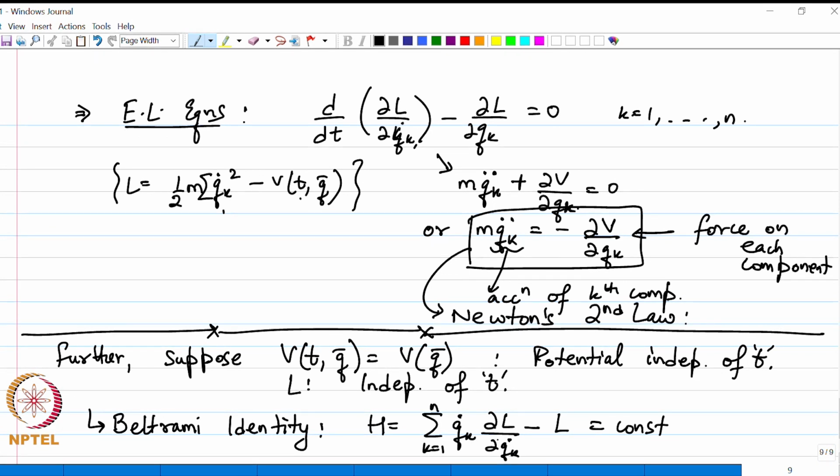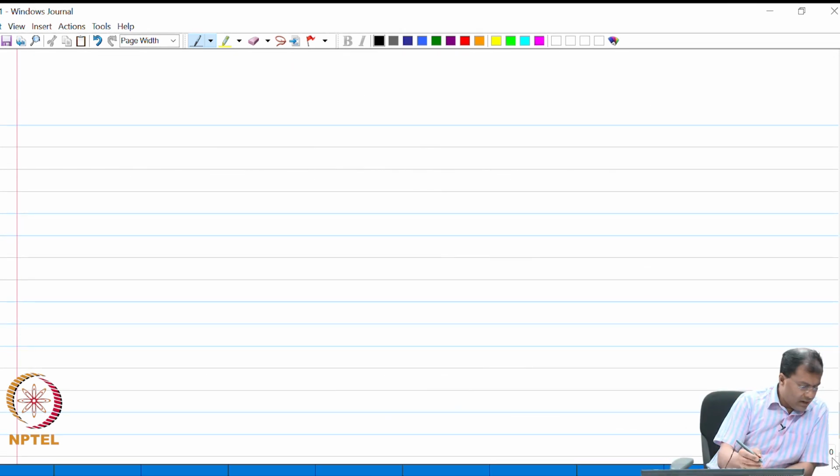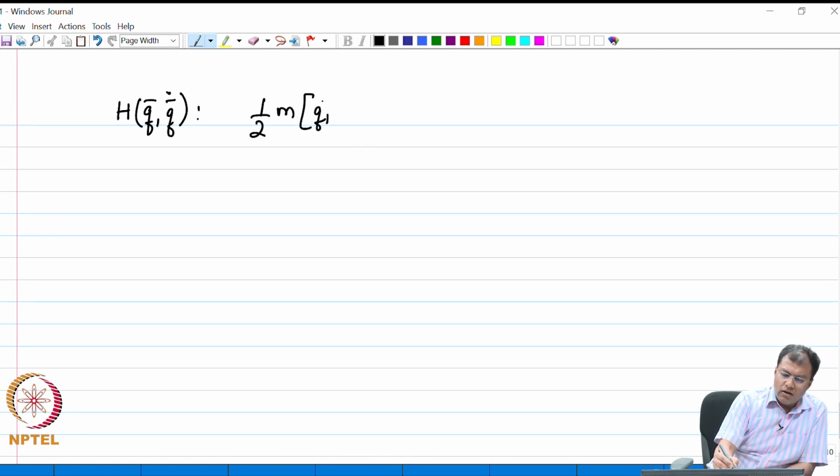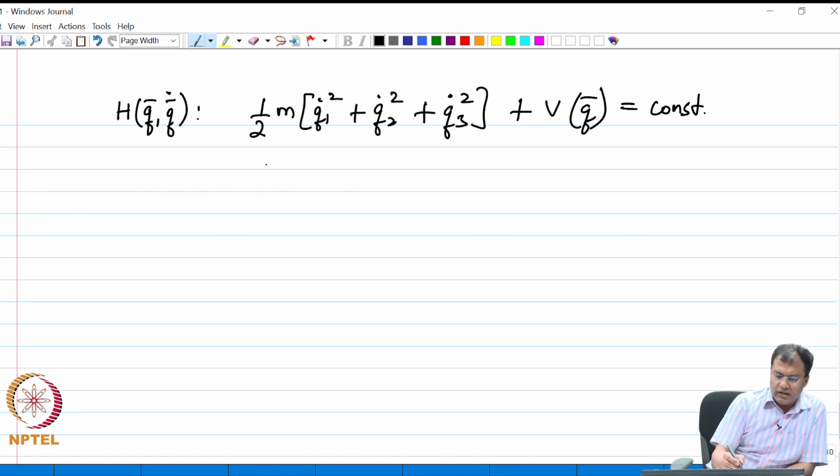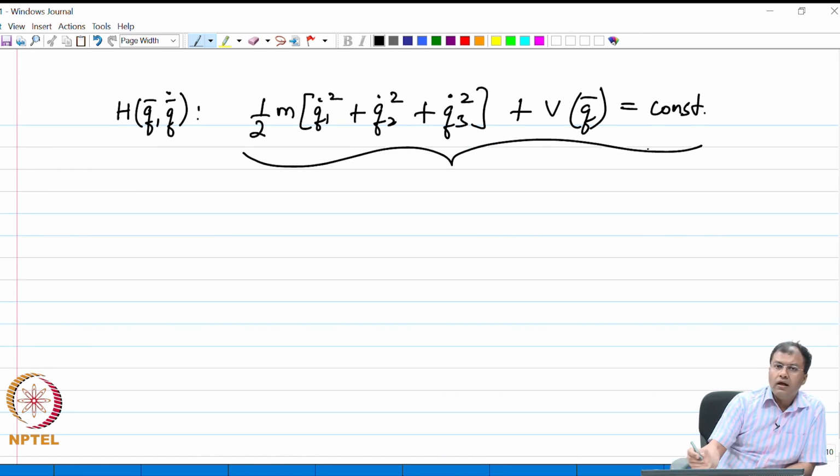Okay. So, we just plug in the values of this function L, and while we do that, we see that my Beltrami identity H of q bar dot reduces to half m (q1 dot square plus q2 dot square), this is a 3D space system for one particle, plus V of q bar, and of course, this is equal to a constant via the condition of the Beltrami identity. Notice that the Beltrami identity has very beautifully resulted into the conservation of energy.